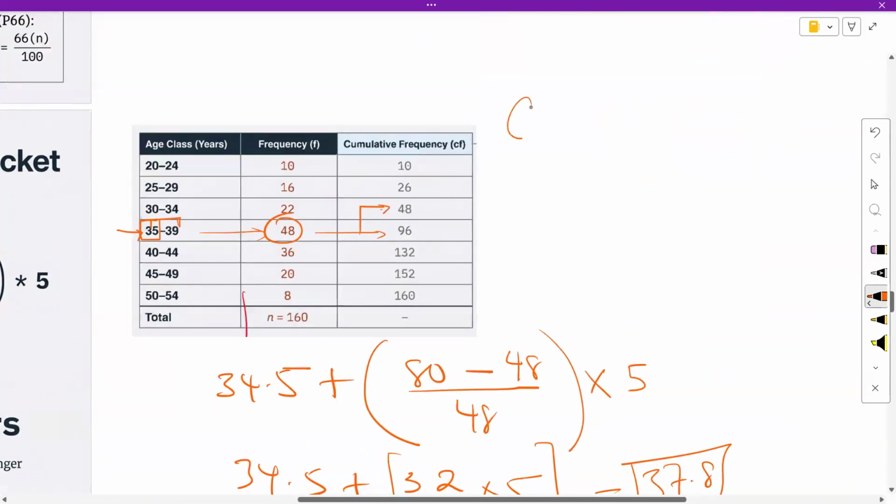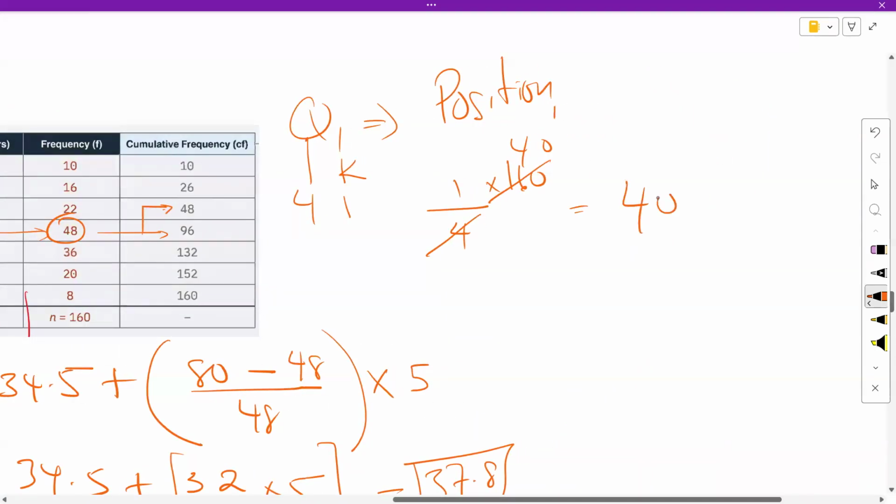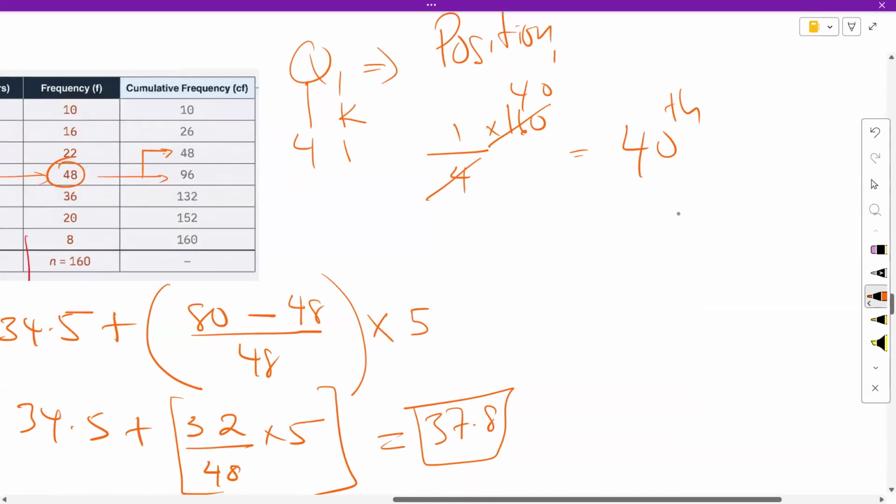How to calculate Q1? First, we have to find the position. Step number 1, calculate the position. Here Q means 4, this is K, K1. The position is 1 into 160, the number of observations, so it is the 40th observation. Then we apply the formula.